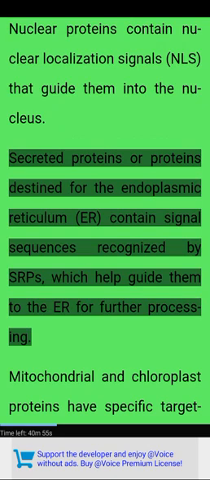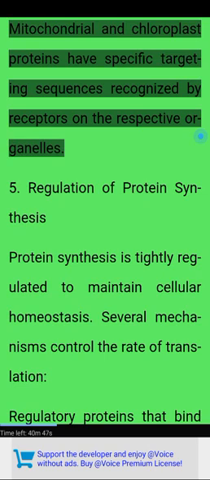Secreted proteins are proteins destined for the endoplasmic reticulum or contain signal sequences recognized by SRPs, which help guide them to the ER for further processing. Mitochondrial and chloroplast proteins have specific targeting sequences recognized by receptors on the respective organelles.